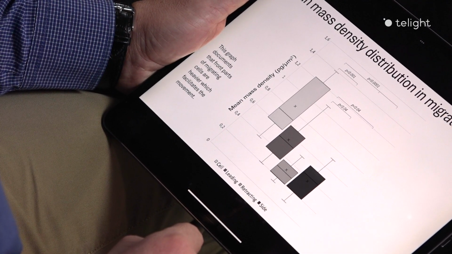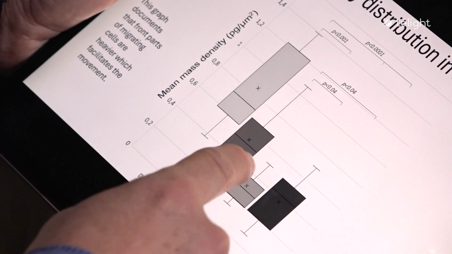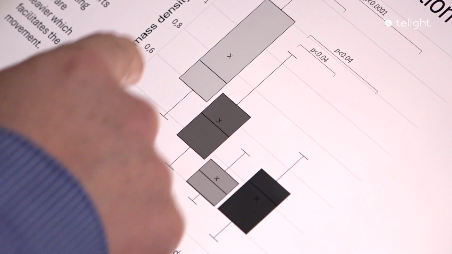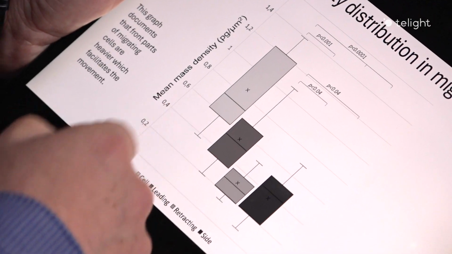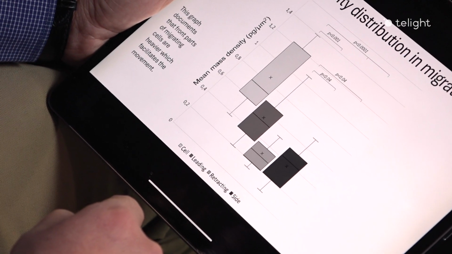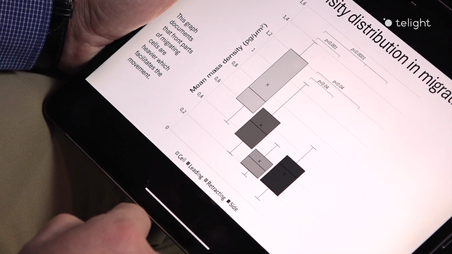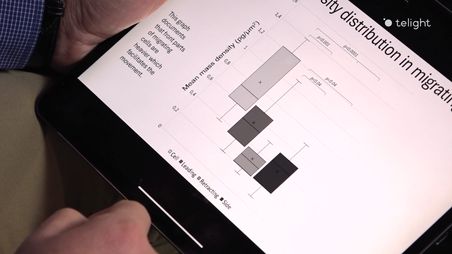On this graph, you can see the cell divided into leading, retracting and side parts, and you can see on the y-axis mean mass density, and by that you can see that this graph documents that front parts of migrating cells are heavier, which facilitates their movement, and we observe that for both amoeboid and mesenchymal cancer cells.